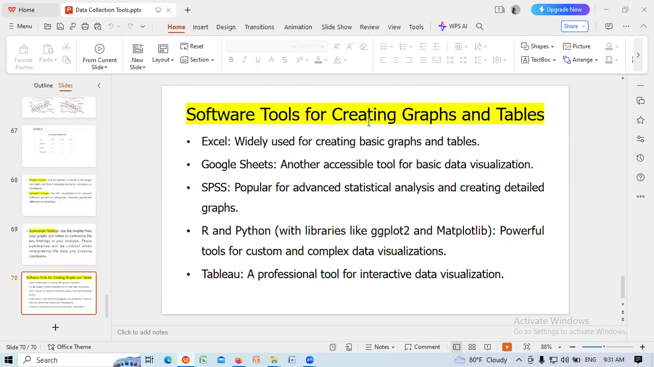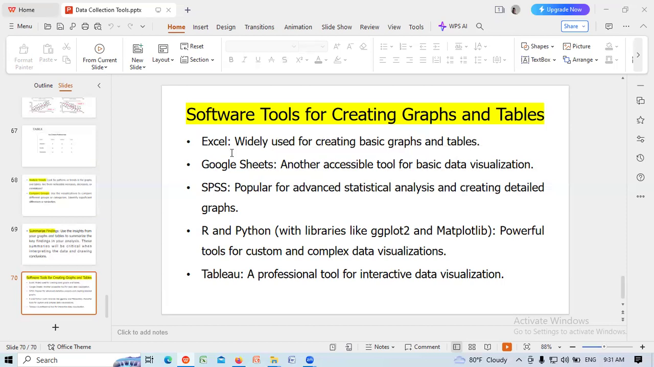Software tools for creating graphs and tables. Excel is widely used for creating basic graphs and tables. Google Sheets is another accessible tool for basic data visualization. SPSS is popular for advanced statistical analysis and creating detailed graphs. R and Python are powerful tools for customized and complex data visualization. Tableau is a professional tool for interactive data visualization.